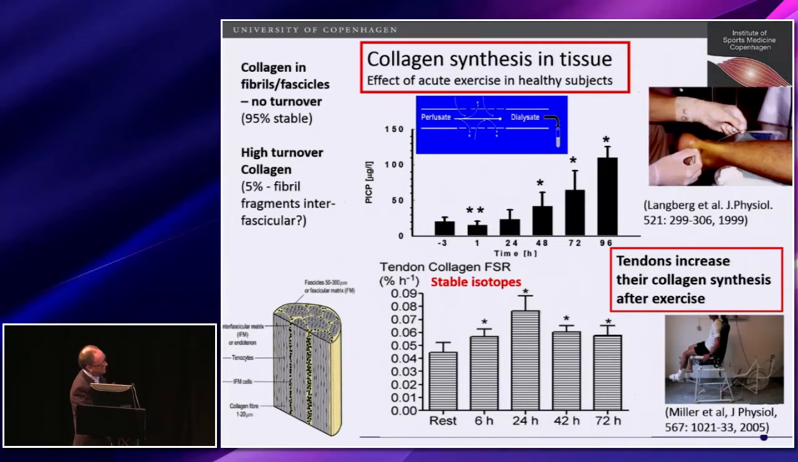If you do some calculations, you could actually come up with the point that even if only 90 or 95% of the tendon was not turning over, you could still get pictures like that. And the current belief is that you have a large portion of the tendon which is not changing after your growth, but there is a smaller portion, and we don't know exactly where that is, whether it's in between the fascicles or elsewhere, that is actually turned over and responds to physical activity.